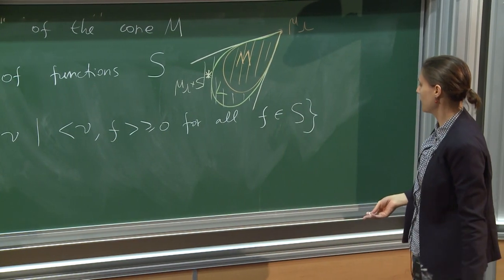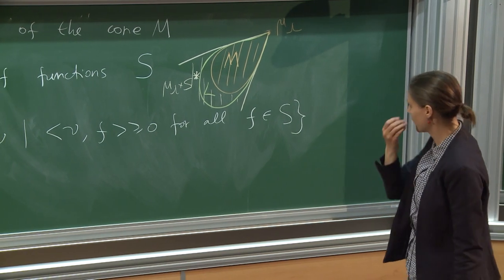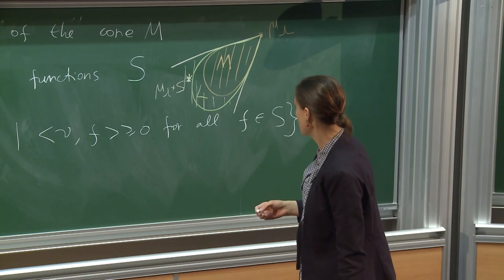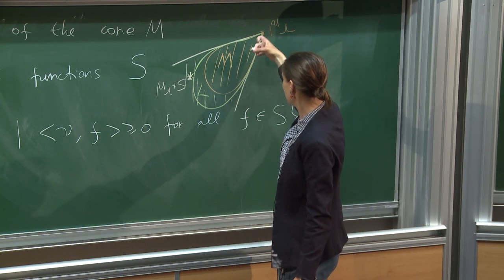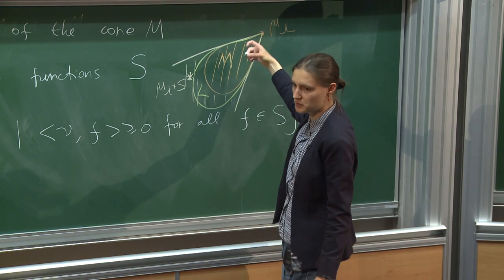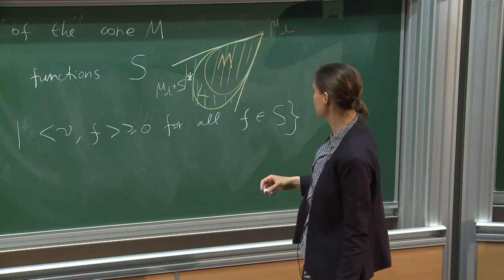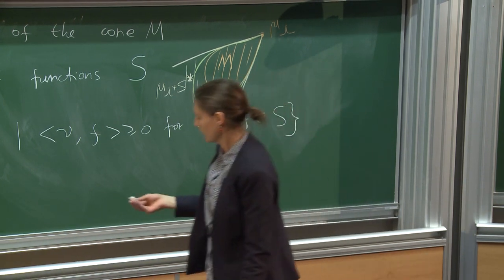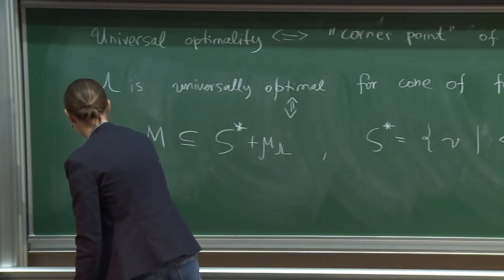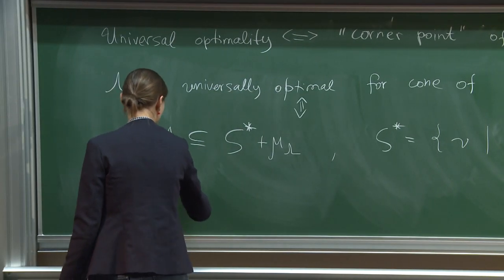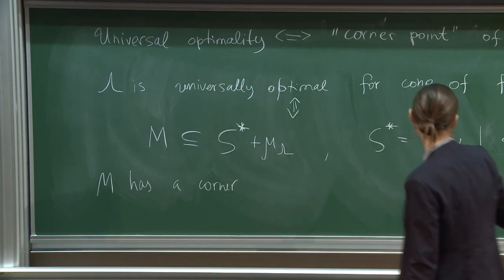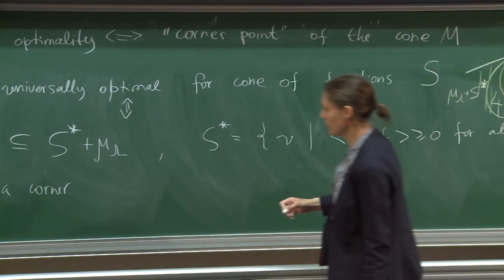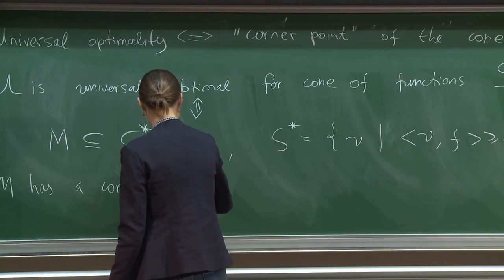And so as we see some numerical results, maybe I'll speak about it a bit more tomorrow. What they suggest is first that if we go to other dimensions, usually we will not have a corner like this. So the situation when M has a corner, at least for our nice set of functions, is unusual.